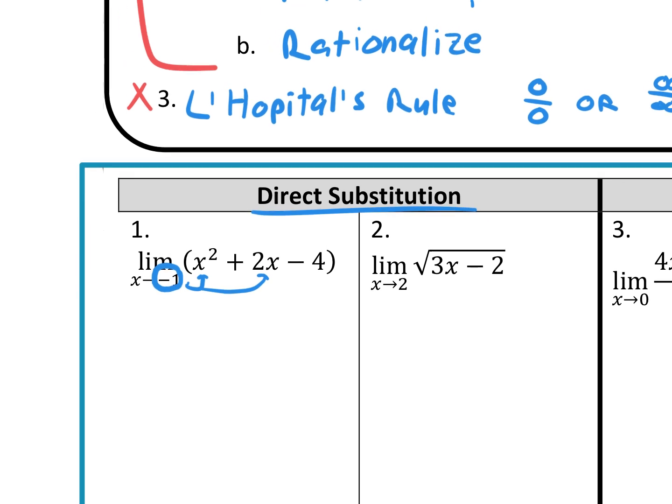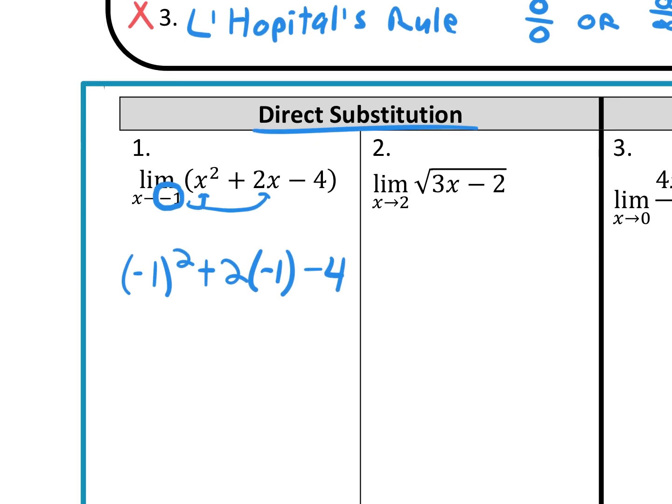All right, so when you do this, it's going to get you negative 1 squared plus 2 times negative 1 minus 4. Super easy, right? We can just directly plug it in. And that's going to get us 1 minus 2 minus 4, so negative 5. Our limit here is negative 5, which, if you think about it, makes sense.